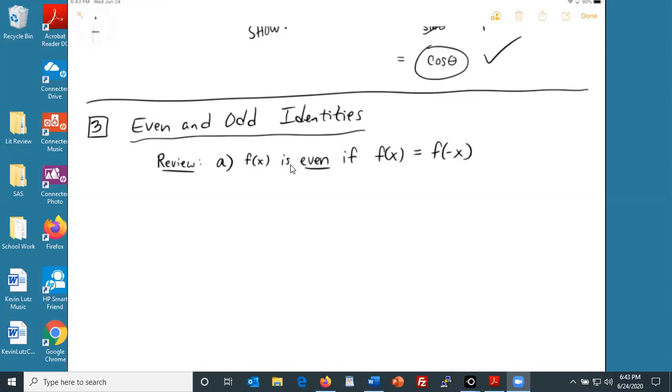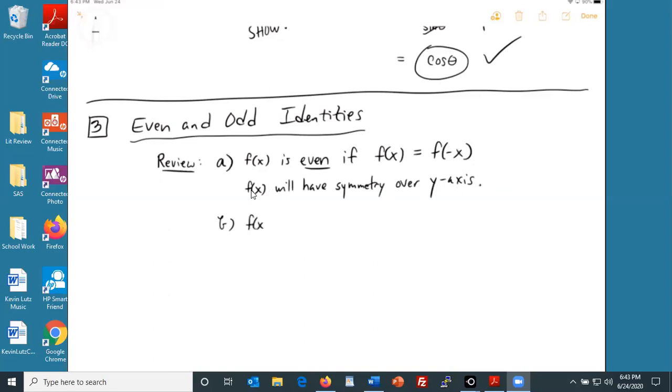Now, in terms of the graph, f of x will have symmetry over the y-axis. So functions that are even have certainly the algebraic property here with x and negative x, but also when you graph functions like that, they'll always be symmetric over the y-axis.